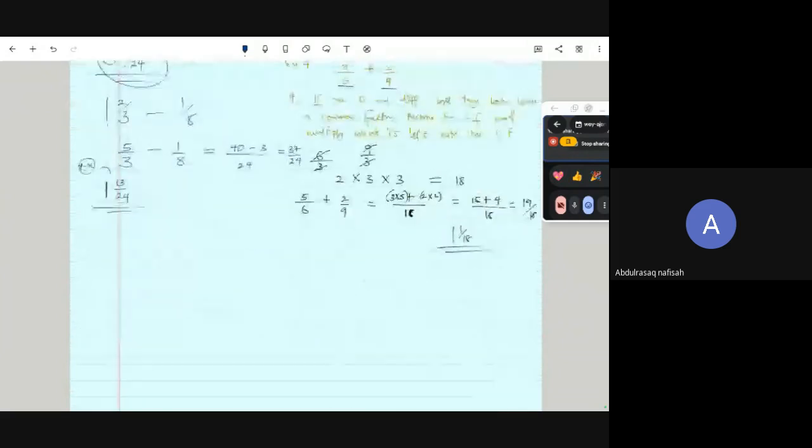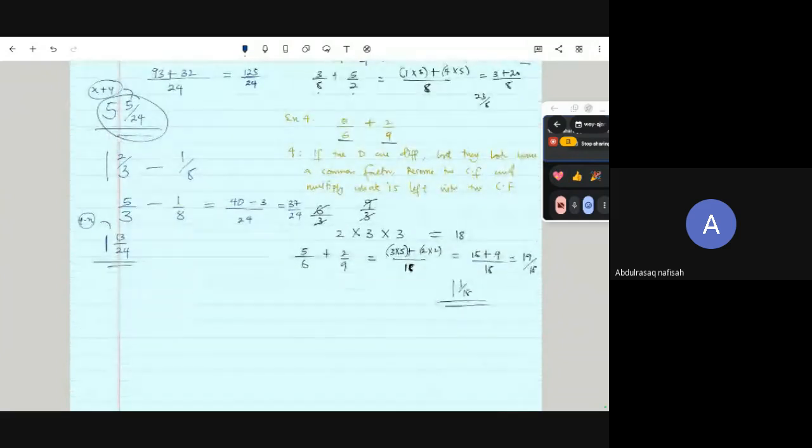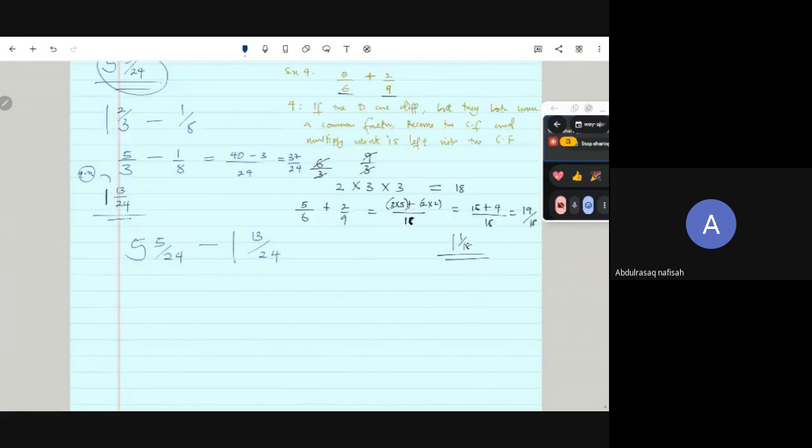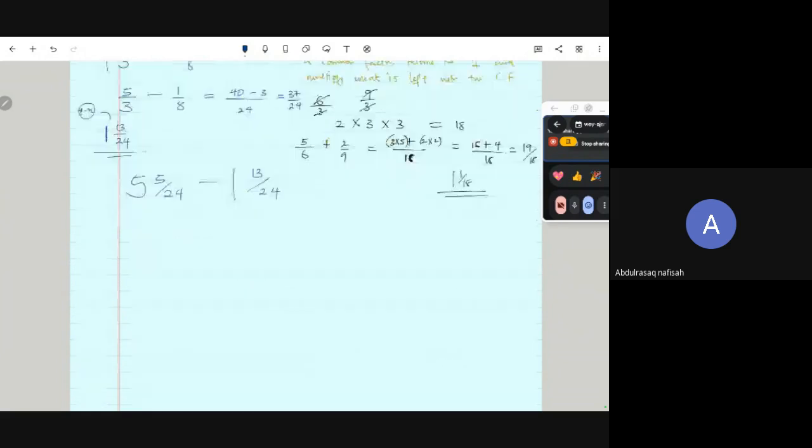So we need to look for the difference between these two fractions. We need to do 5 whole number, 5 over 24, minus 1 whole number, 13 over 24. I'm going to use two methods. The first method: 5 minus 1, as we might have seen before, then in brackets 5 over 24 minus 13 over 24.